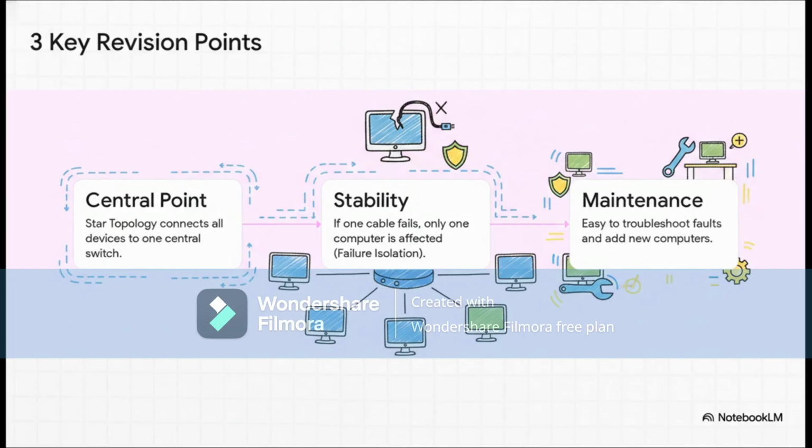All right, time for a super quick recap for your revision. Here are the 3 things you absolutely need to remember. 1. Star topology connects everything to a central point, which is usually a switch. 2. The biggest benefit is stability. If one cable fails, only one computer goes down. And 3. It's easy to maintain. Finding problems and adding new computers is a piece of cake.